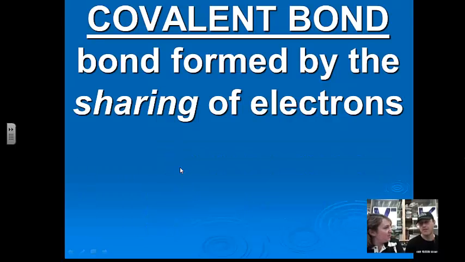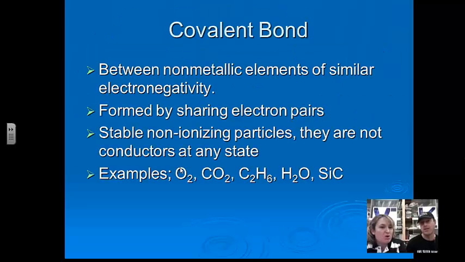Then there's covalent bonds. What's a covalent bond? Okay, so a covalent bond is kind of when you work cooperatively with someone. You're working with each other, and so it's a sharing. Okay, so these are usually non-metallic elements that do this. We've got oxygen gas, carbon dioxide, water.